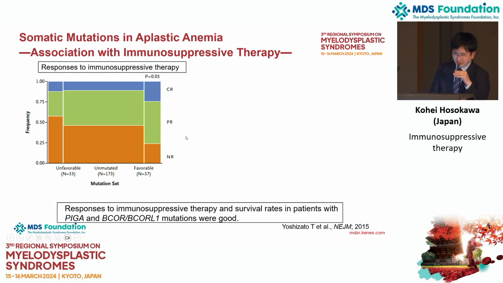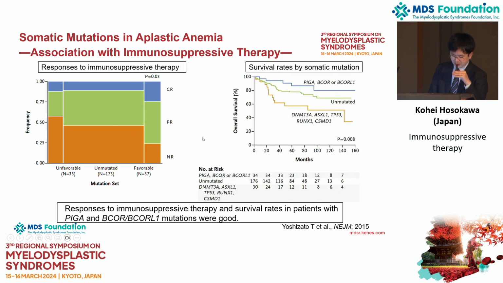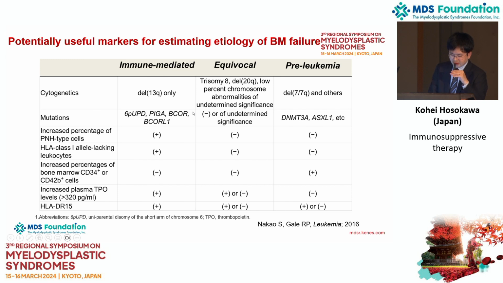So responsiveness to immunosuppressive therapy in patients was validated in the PIGA and BCOR mutations in aplastic anemia patients. So I think that the presence of the minor PNH clone is also important. And also BCOR and BCORL1 are associated with immune pathophysiology. So this is a summary slide on the potentially useful markers for estimating the etiology of bone marrow failure.